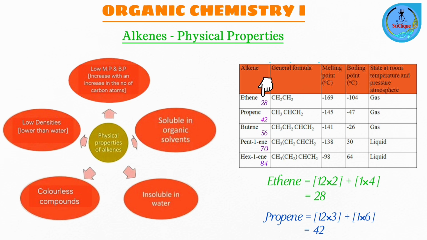So that means if you need to heat them such that they change state from either a solid to a liquid, melting, or a liquid to a gas, evaporation, you're going to need a lot of heat energy. And that is the reason why butene has a higher melting point than ethene. Okay? And the densities also increase.